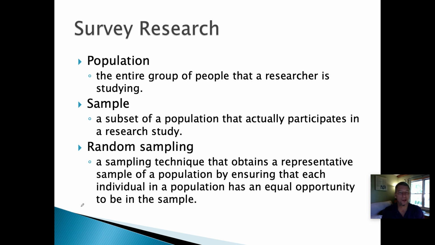So random sampling is a sampling technique that obtains a representative sample of a population by ensuring that each individual in a population has an equal opportunity to be in the sample. If you don't poll anybody in Texas or Arkansas or Utah or Montana, and everybody you sample is in New York and New Jersey, then your poll is probably not going to be accurate. You have to get a random sample that looks like the population that you're trying to generalize this opinion or behavior to. Okay, so that's survey research.